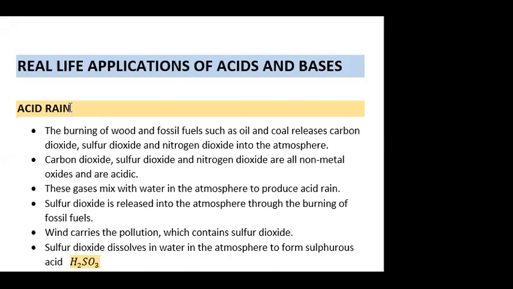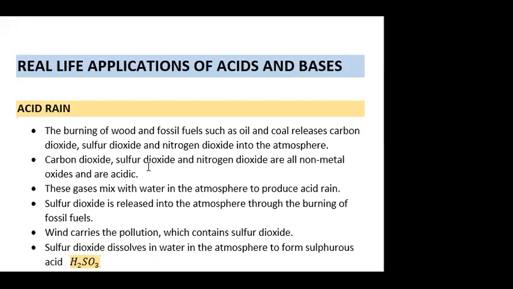You guys have probably heard about acid rain, maybe in a song, because many songs have the words acid rain. Anyway, what is acid rain? Acid rain comes from the burning of wood and fossil fuels such as oil or coal. Every time you burn wood, say you're lighting a fire for your fireplace, you release 3 gases: carbon dioxide, sulfur dioxide, and nitrogen dioxide into the atmosphere. Those 3 gases are actually poisonous if inhaled in large amounts.